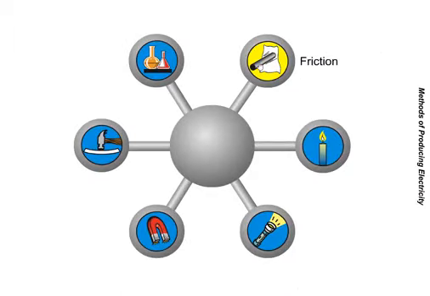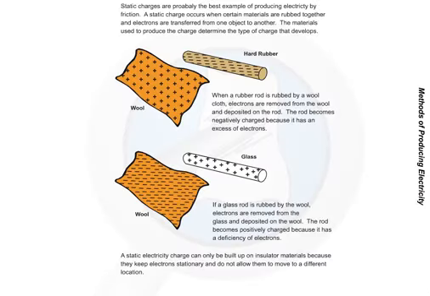Friction. Static charges are probably the best example of producing electricity by friction. A static charge occurs when certain materials are rubbed together and electrons are transferred from one object to another. The materials used to produce the charge determine the type of charge that develops. When a rubber rod is rubbed by a wool cloth, electrons are removed from the wool and deposited on the rod. The rod becomes negatively charged because it has an excess of electrons.